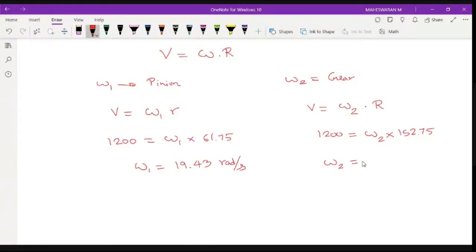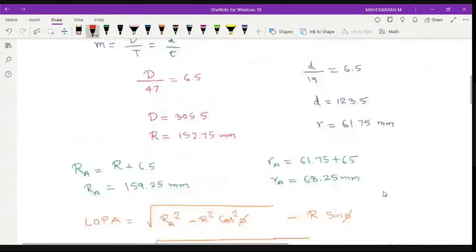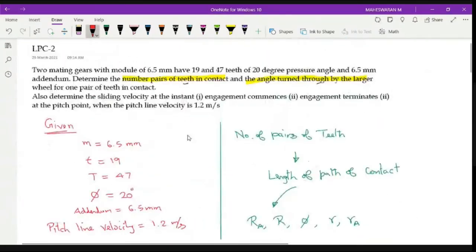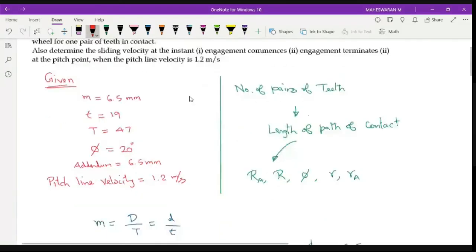7.855 radians per second. Okay, so let us look at the question. We identify the sliding velocity. Sliding velocity occurs when the two gears are engaging, which means you take the addition of these two. Now let us find the sliding velocity at the time of engagement.